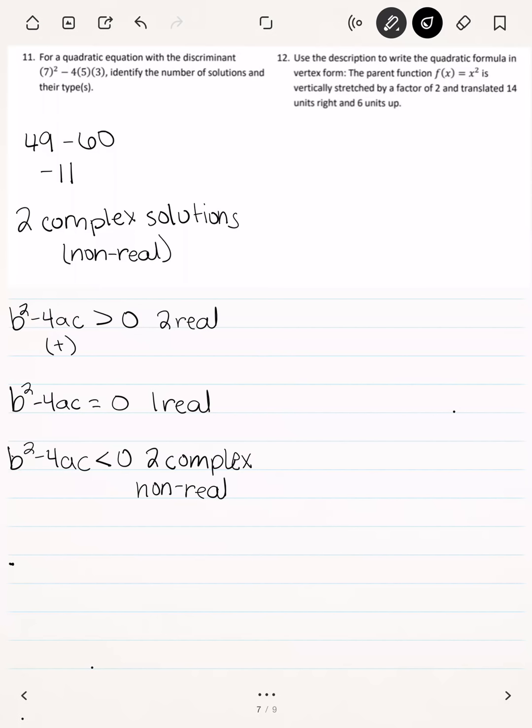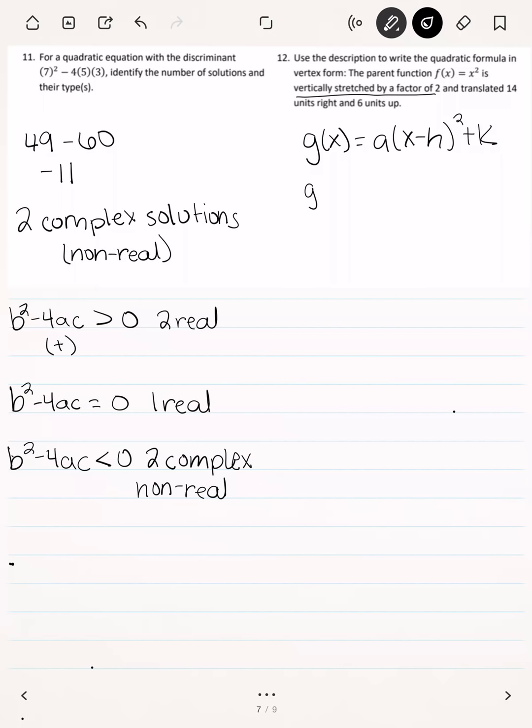Now it says use the description to write the quadratic function in vertex form. The parent function f of x equals x squared is vertically stretched by a factor of 2, translated 6 units to the right and up 6 units. So I have my new function, so I'm just going to say g of x. It can be whatever you want to call it. So vertex form is a times (x minus h) squared plus k. So it says it is vertically stretched by a factor of 2.